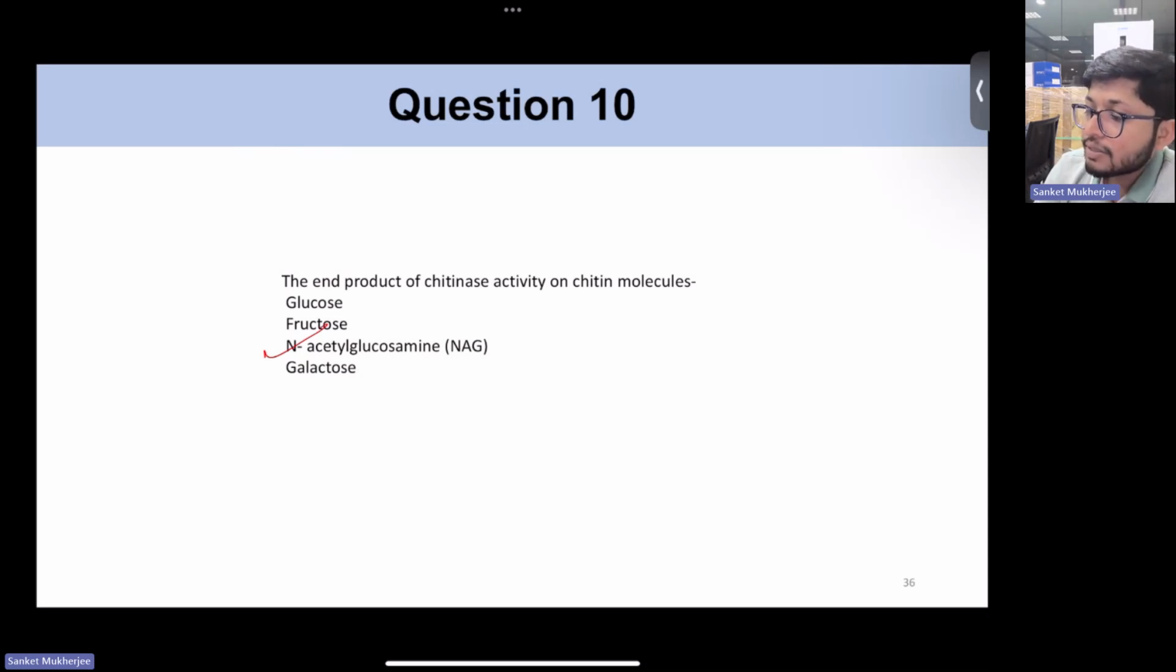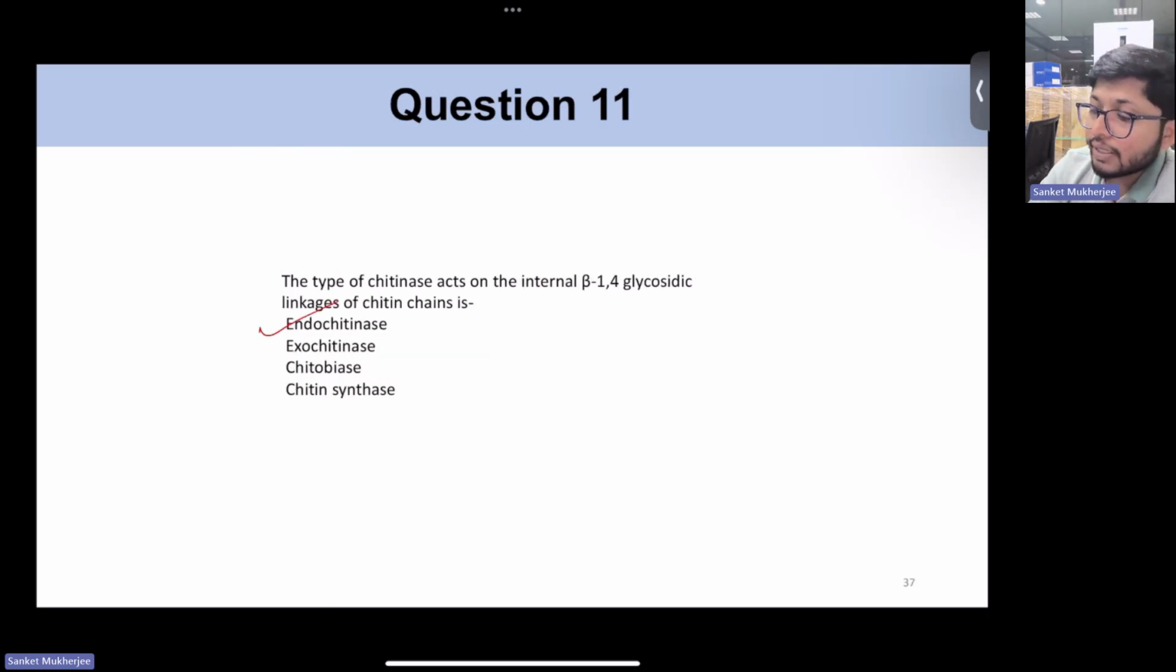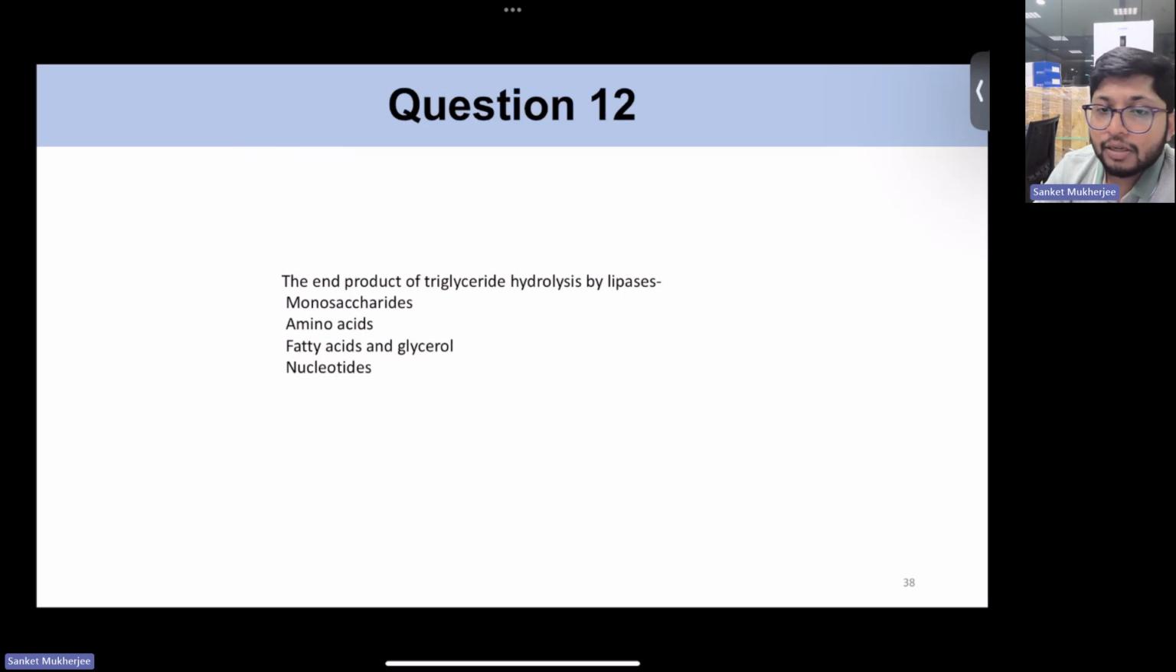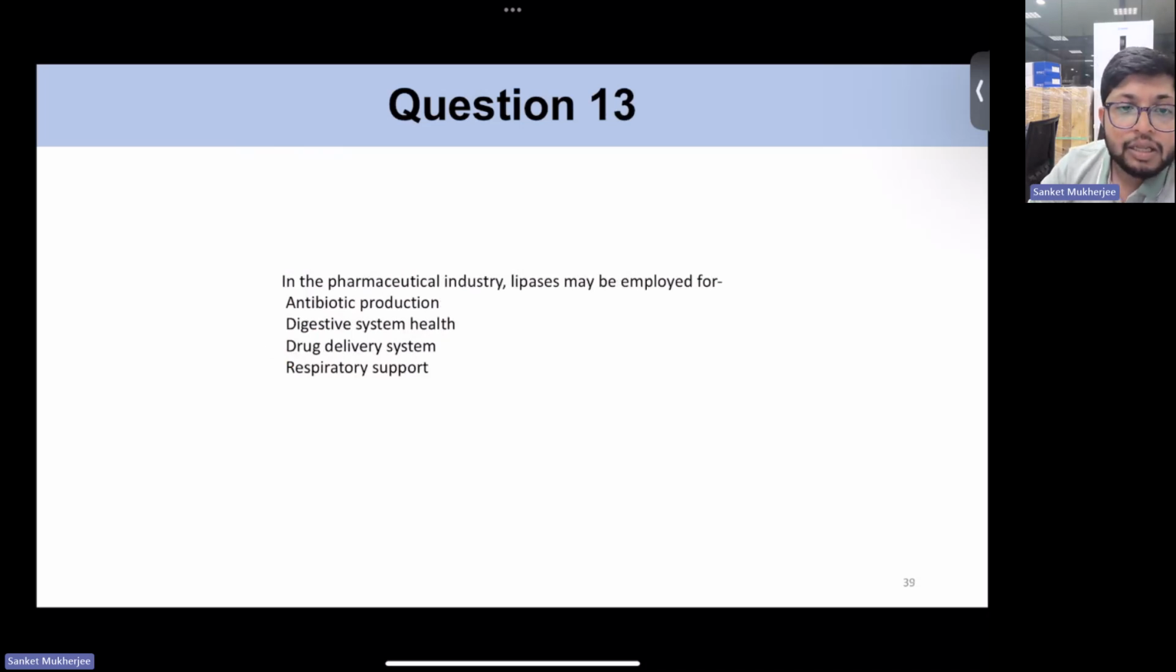The type of chitinase that acts on internal beta-1,4 glycosidic linkage of the chitin chain. We've already discussed about it. It's actually endochitinase. The end product of triglyceride hydrolysis by lipases is monosaccharides, amino acids, fatty acids and glycerol, or nucleotides. It's actually fatty acids and glycerol. In the pharmaceutical industry, lipases may be employed for antibiotic production, digestive system health, drug delivery, or respiratory support. So lipases can be used for drug delivery systems because they can penetrate the liposome barrier, the phospholipid barrier, which is there in the membranes.